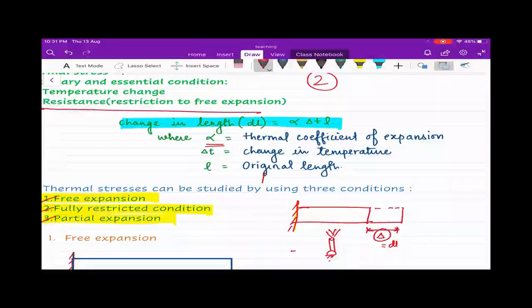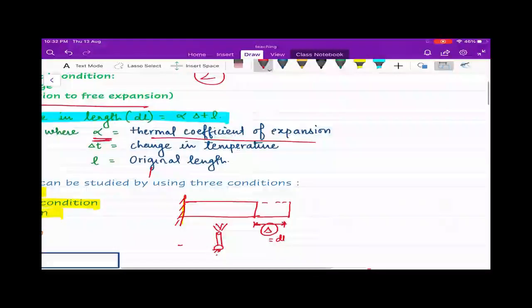To calculate it, we will use certain terms. Alpha will be mentioned in the problem. Alpha is nothing but the thermal coefficient of expansion, so it will be different for different materials. For steel it will be different, for aluminum it will be different. It gives us an idea about the expansion which will occur in the material. Let's say alpha for steel is less than alpha for aluminum. Then for a particular constant change in temperature, aluminum will expand more as compared to steel. So this is the significance of alpha.